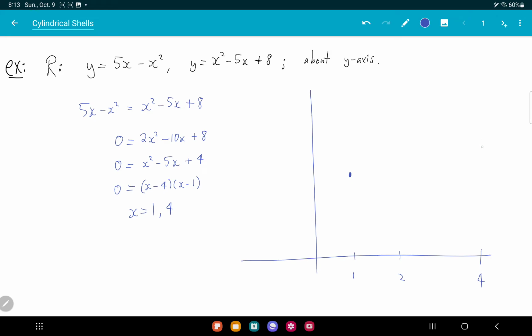And then I also get 4 over here. The point is that you have two parabolas. One is facing up, one is facing down. Let's make a nice, ooh, funny looking parabola, but you get the idea. And there's my region.